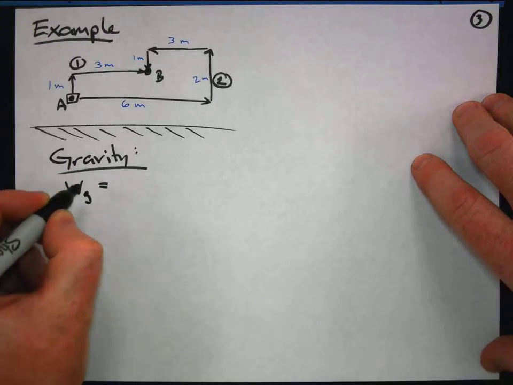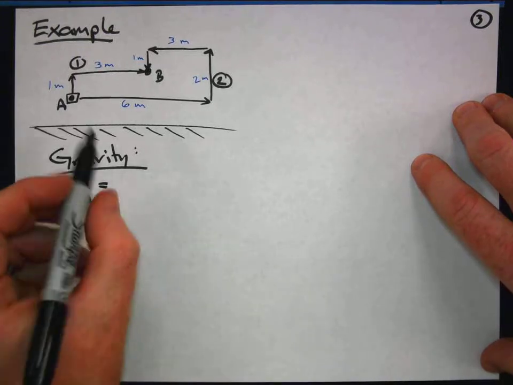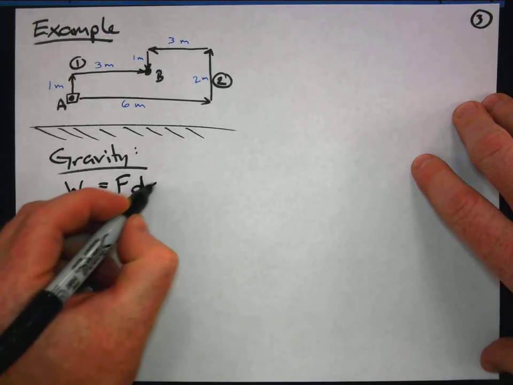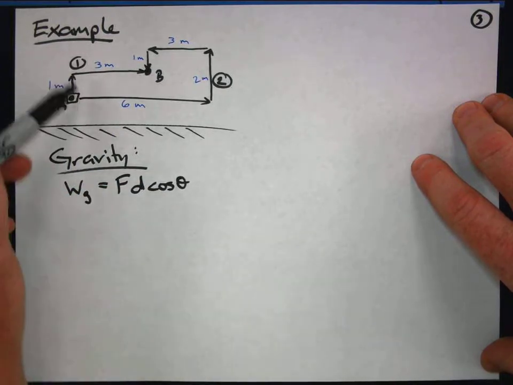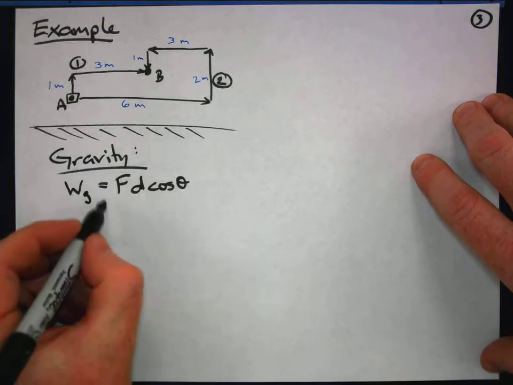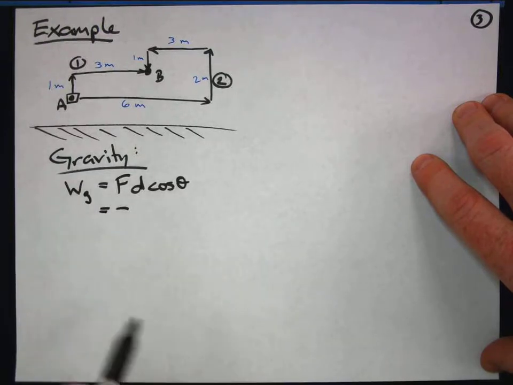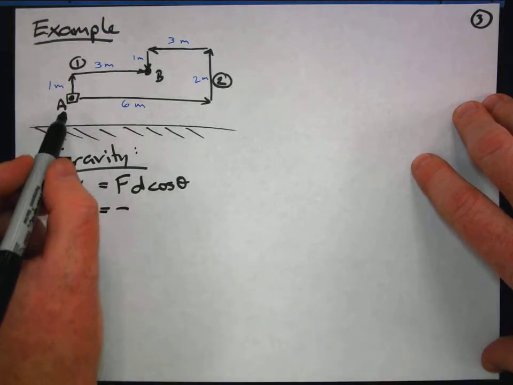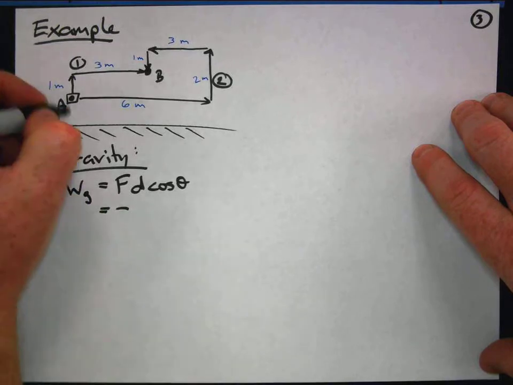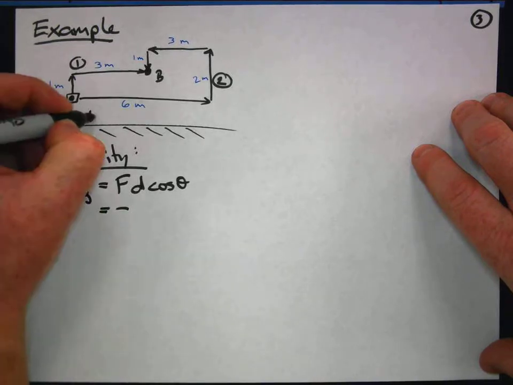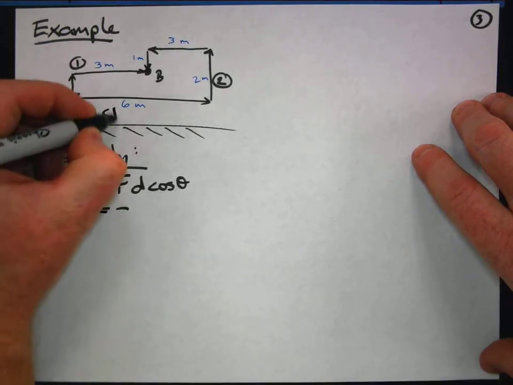Well, this is going to be equal to F D cosine theta. And theta is the angle between the force and the distance. So theta is 180, which just gives us a negative value here. The force is going to be the weight of this object. So if we're going to find the weight, we need a mass, don't we? So let's give this object a mass. It's just a nice, even 4.5 kilograms.